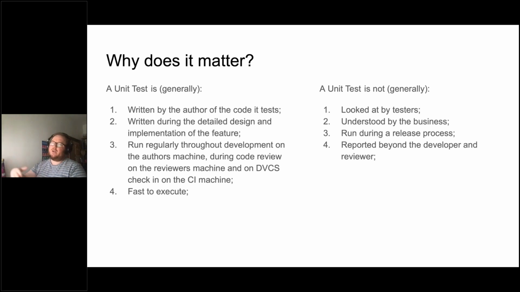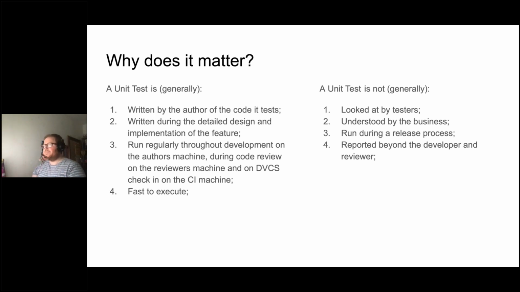So I'll try and get through these a bit faster now, otherwise I'll genuinely run out of time. So, written during the detailed design and implementation of the feature. Again, you've got full rich white box access to everything, all the intentions. Run regularly throughout development on the author's machine, so you're not going to go weeks without finding out that they've failed. You're going to go minutes, hopefully, hours if you're not very lucky. During code review on the reviewer's machine, it's often at least looked at, or the results looked at, and sometimes executed. I know I like to execute the unit tests when I do a code review. It does mean it takes a bit longer, but if CI hasn't done it for me, I definitely like to do it.